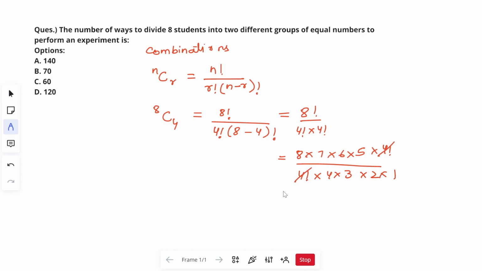This will get cancelled out, and then further cancelling we can do. So for example, 4 2s are 8, this can get cancelled. 3 2s are 6, this can get cancelled. So 2 5s are 10 into 7, which is going to be 70. The correct answer in this case is going to be option number B, which is 70. Hope you have understood it. Let's now move on to the next question.